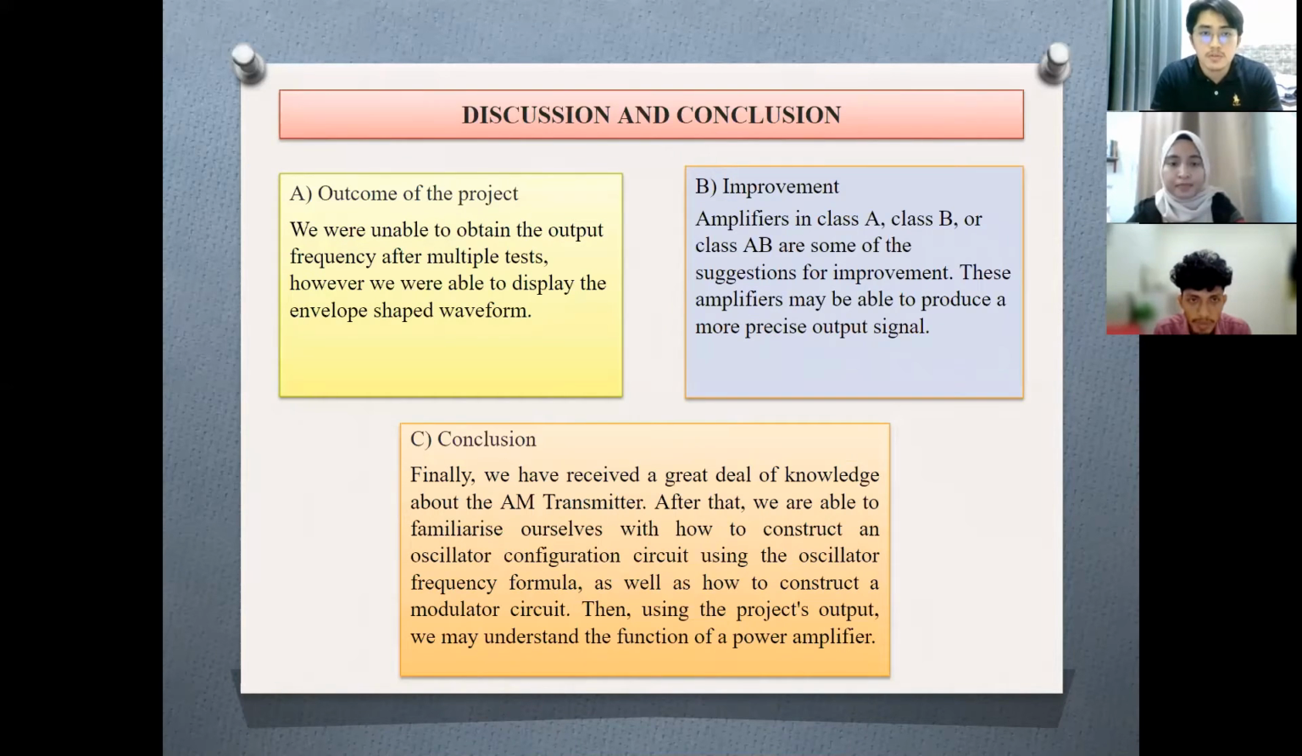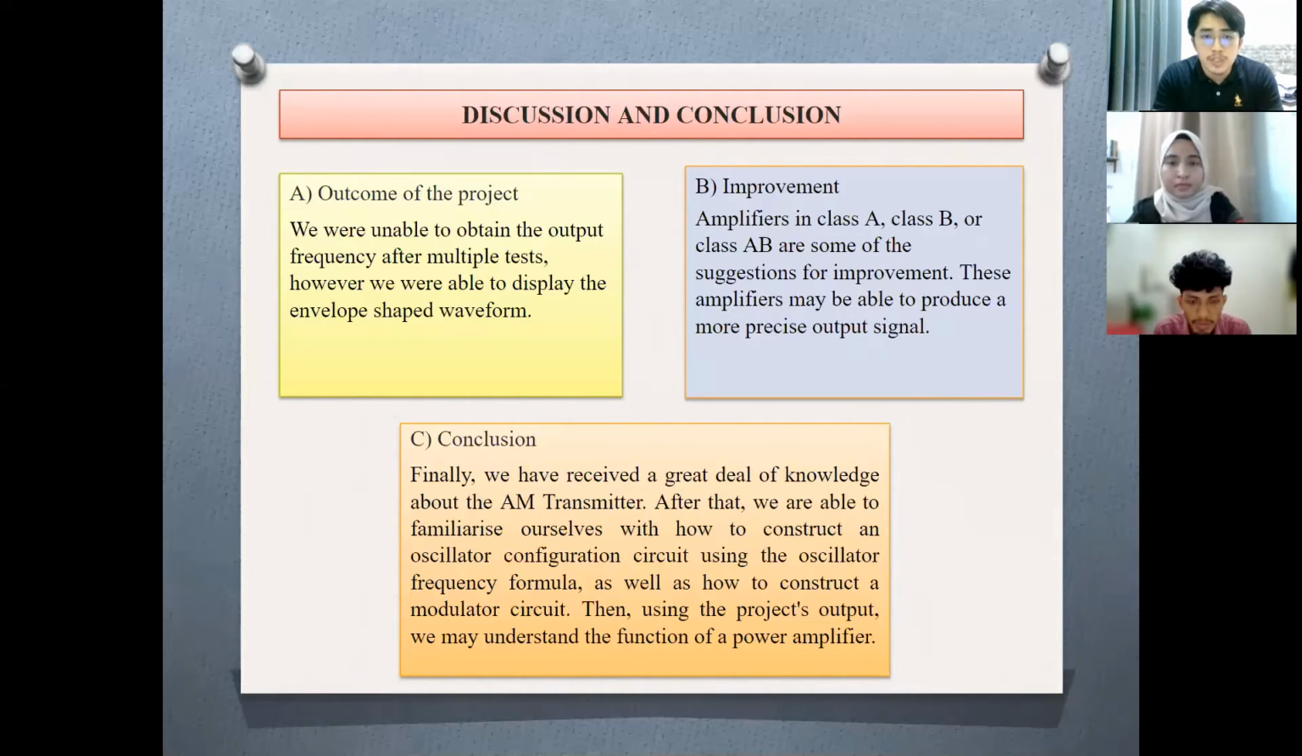For discussion and conclusion, the outcome of the project: we were unable to obtain the output frequency after multiple tests. However, we were able to display the envelope shaped waveform. Then for improvement, an amplifier in class A, class B or class AB are some of the suggestions. This amplifier may be able to produce a more precise output signal.